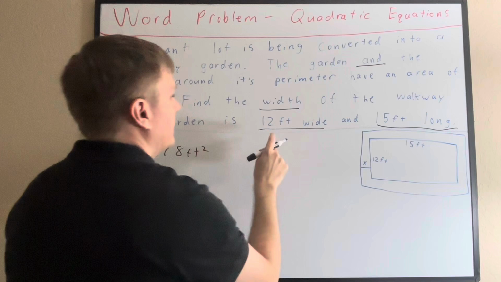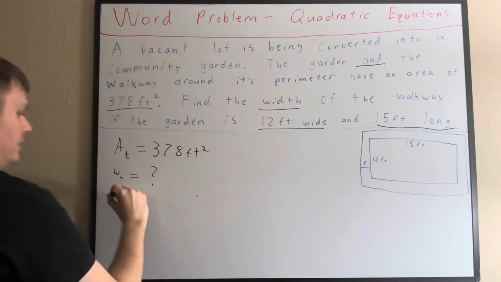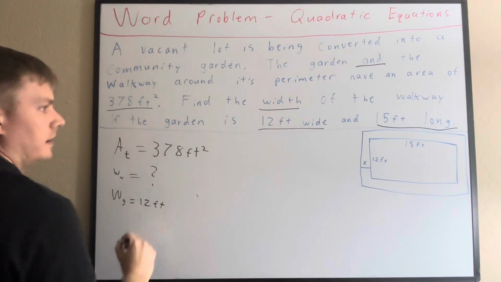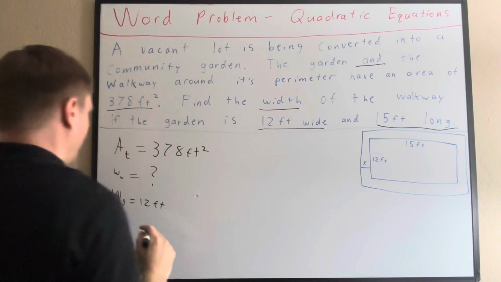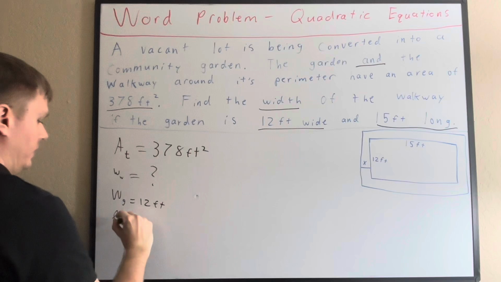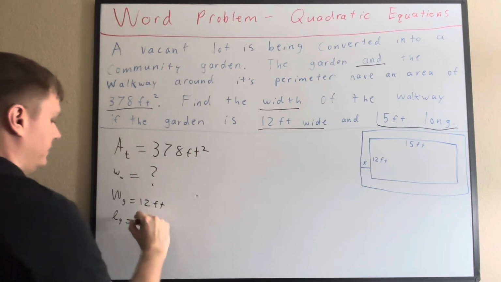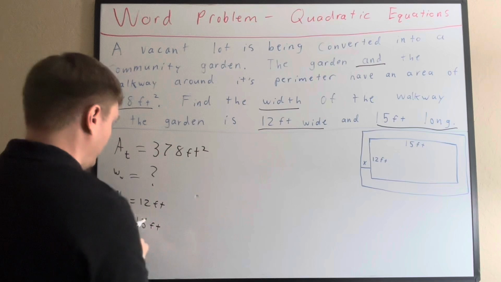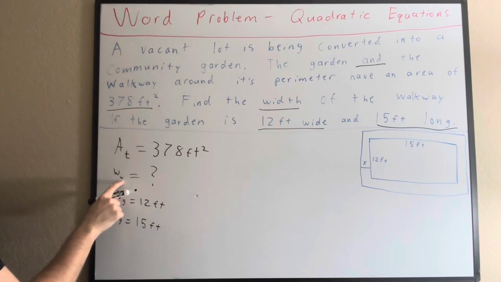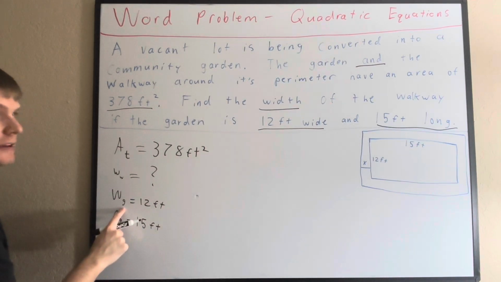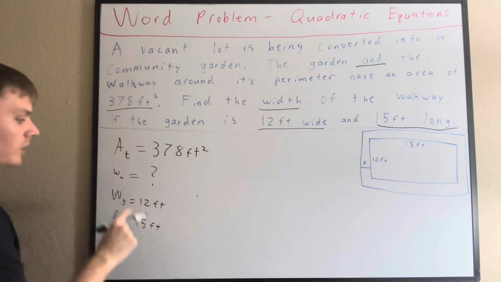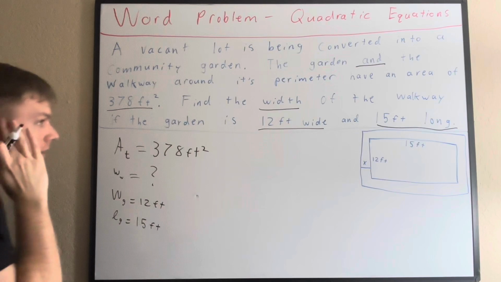If the garden is 12 feet wide, so width of the garden is 12 feet, and the length of the garden is 15 feet. I just put those little subletters in there so you know which width we're talking about, because there's a difference. We've got a width of the walkway and the width of the garden. The area of all of it, the garden and the walkway.